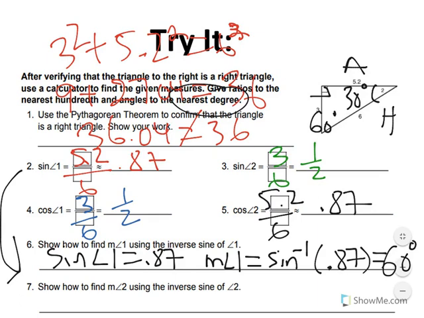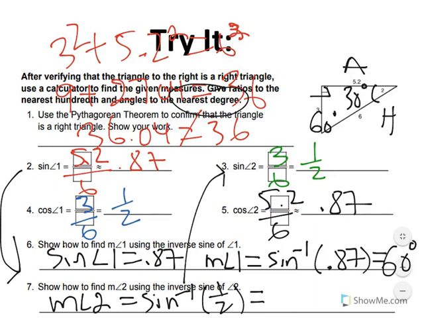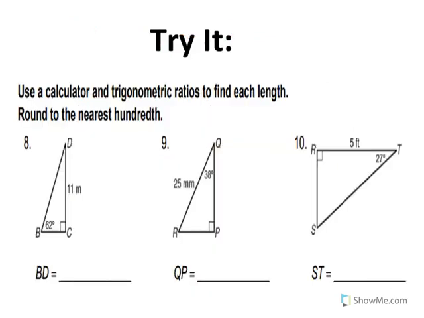Okay, so let's see if it works. The measure of angle 2 equals sine inverse of 1/2. This is based on number 3. So use your calculator. This comes out to be 30 degrees, so it's the same as that. Right, okay, so now to find the measurements, similarly, make sure that on your calculator there's a degree sign.